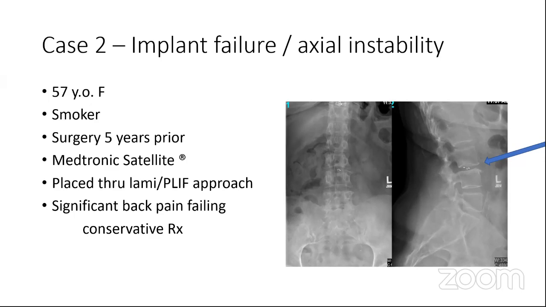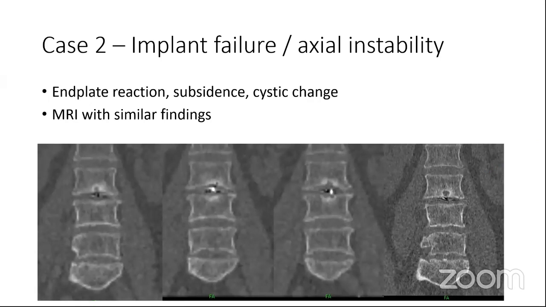So, a 57-year-old smoker, surgery 5 years before, and this Medtronic Satellite device, which you can see with the markers at L3-4, was placed through a laminectomy approach. They didn't do a destabilizing facetectomy, they just did a laminectomy. And she's had significant back pain, failing conservative treatment. You can see end plate changes, subsidence, cystic changes, and MRI has similar findings.